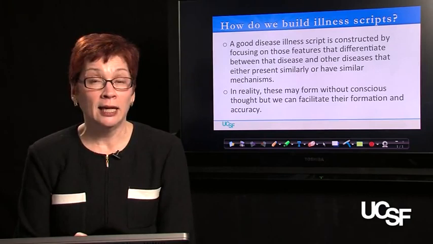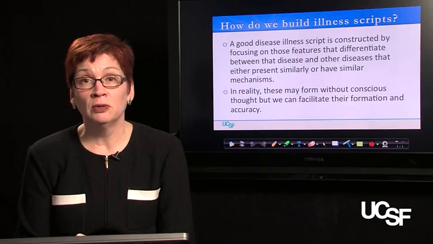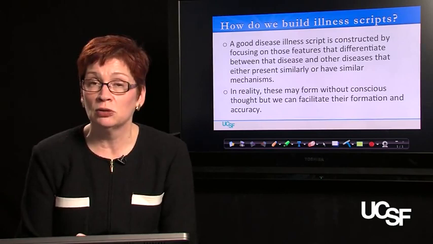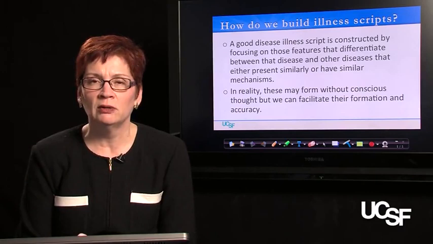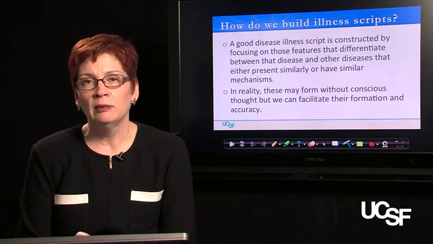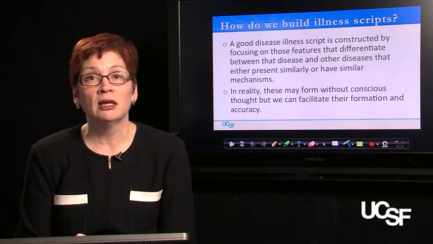We know that there are three, at least, diseases that might cause sore throat in a 15-year-old. One would be strep throat, another would be mononucleosis, and a distant third might be acute retroviral infection. So we want to focus, as we learn about each of those three diseases, on important features that will allow us to differentiate between those diseases when we're considering them in a patient with sore throat.